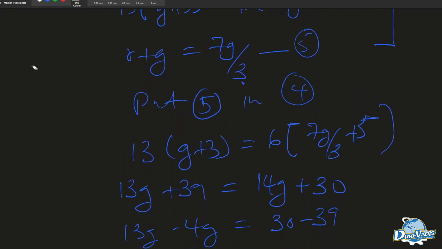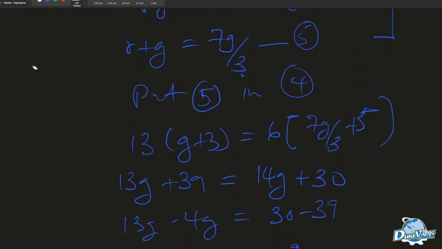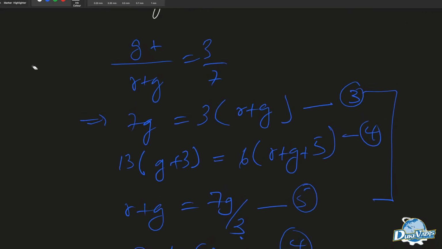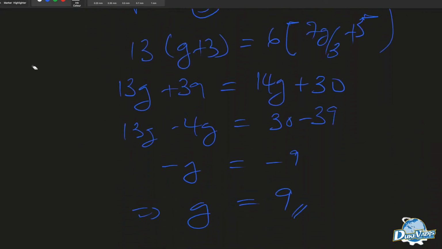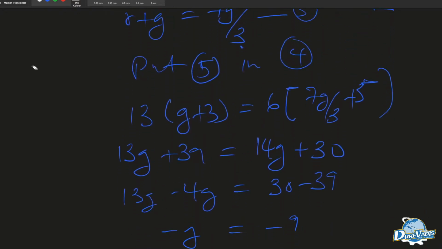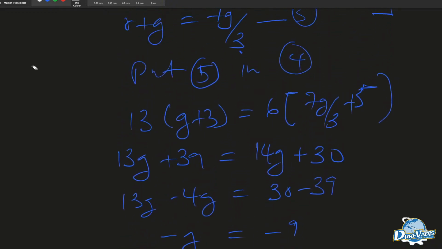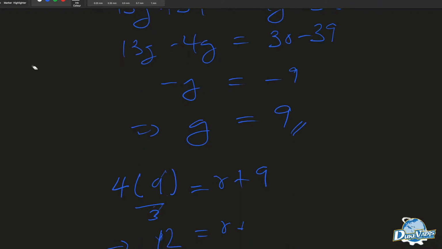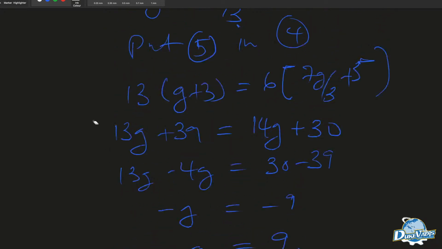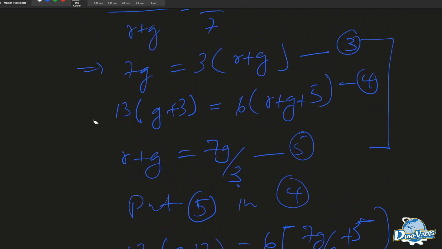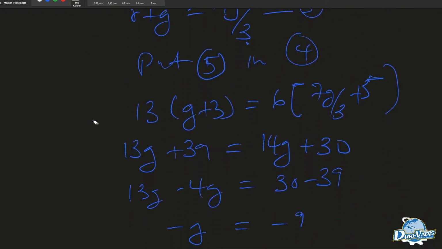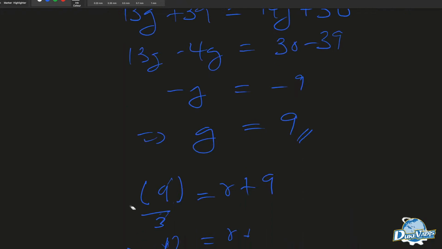What's the formula? R plus G, we have R plus 9. Then we have 7G over 3.